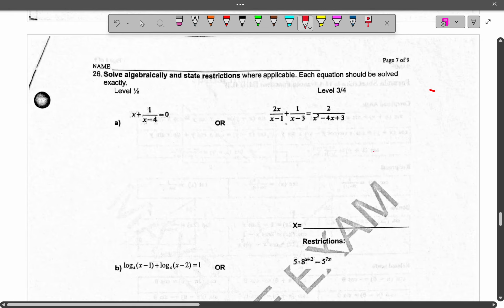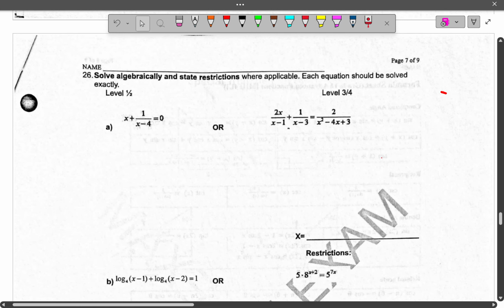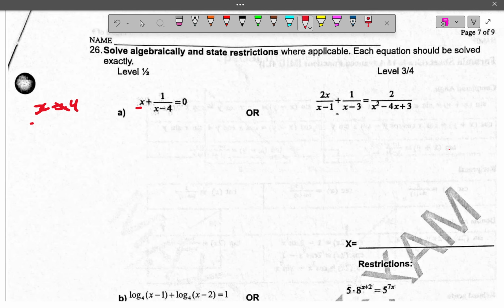Okay, for these next ones here, solve algebraically and state the restrictions where applicable. And so for this first one here, we have x and then the x minus 4. And immediately we could state one restriction, that x cannot be equal to 4, because anytime that we're dividing by something, like with x, we don't want that thing to be equal to 0. So if we had 4 minus 4 here, that would be 0, and this is what we need to avoid. So that we can leave as our first restriction.